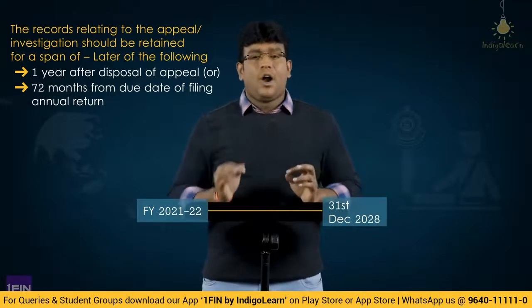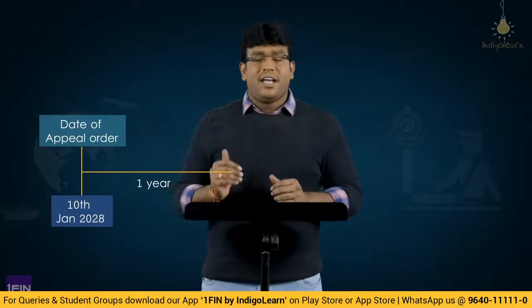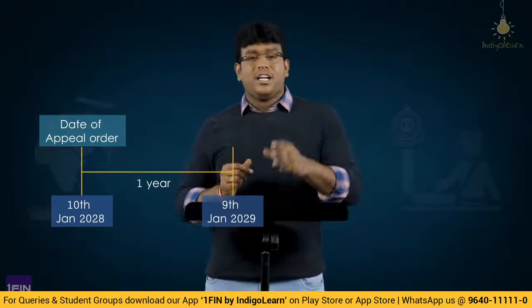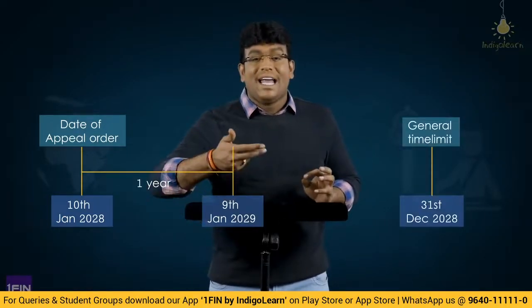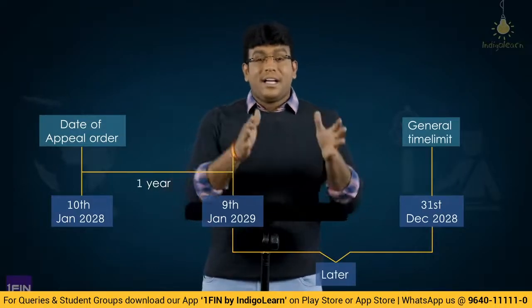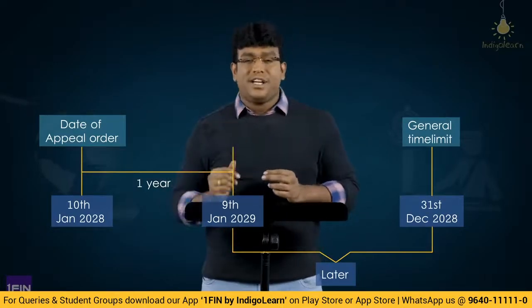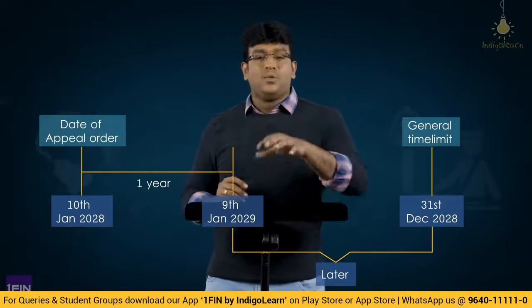And let's say appeal order is passed on 10th Jan 2028. Now 1 year from 10th Jan 2028 will be 9th January 2029, or general time limit is what? 31st December 2028. These two, whichever is later. This special point is for the accounts and records related to that appeal, reference, revision or any investigation proceedings. General time limit is 72 months from due date of filing annual return.